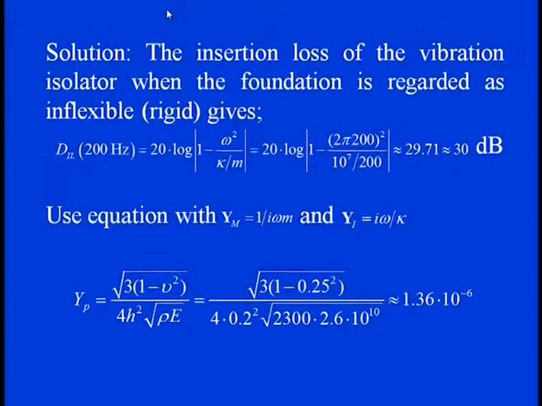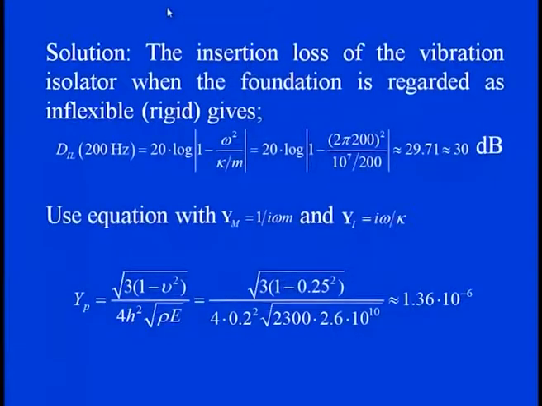So, Y of p, that means the particular feature of this Y of p, is nothing but equals to the square root of 3 (1 minus Poisson ratio square) divided by 4 h square root of rho into E. So, we can straightaway calculate this by keeping 0.25 as the Poisson ratio. We know the h, 0.2, which was given earlier, and rho is 2300 and E is given as 2.6 into 10 to the power 10 as the elastic property. So, Yp is nothing but equals to 1.36 into 10 to the power minus 6 meter per newton.